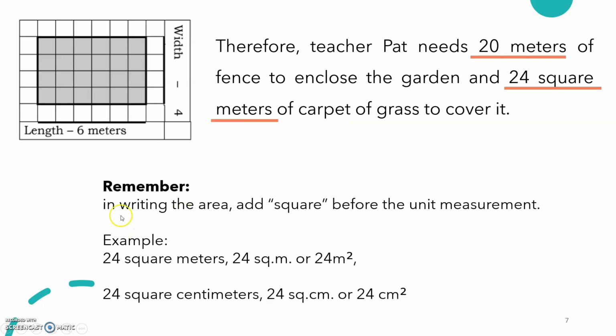And remember that in writing the area, you should add square before the unit measurement. Example, 24 square meters, or pwede rin siyang isulat as 24 sq. meters or 24 m². Okay? So, pare-parehas lang siya kapag binasa natin. Pinaikli lang yung way na isulat siya. Halimbawa naman, pag centimeters naman, ganito, 24 square centimeters or 24 sq. cm or 24 cm². Sa area po yan, okay? Kapag nagsusulat tayo ng area.